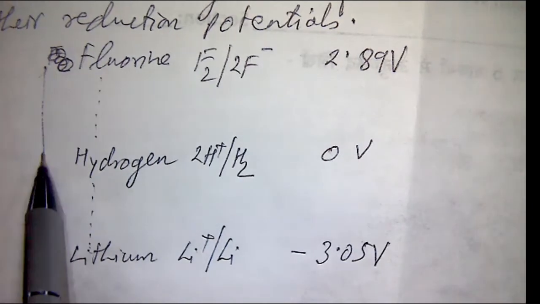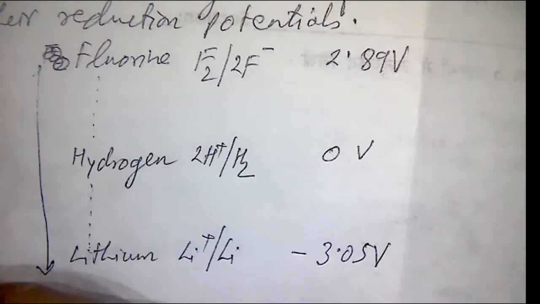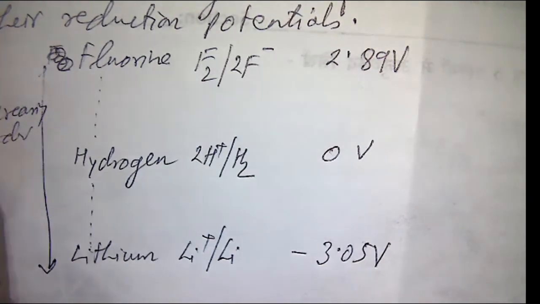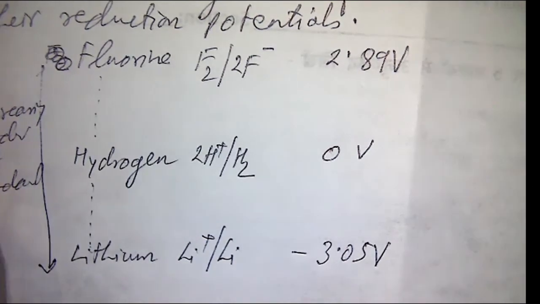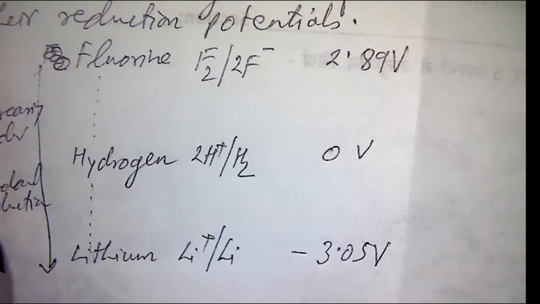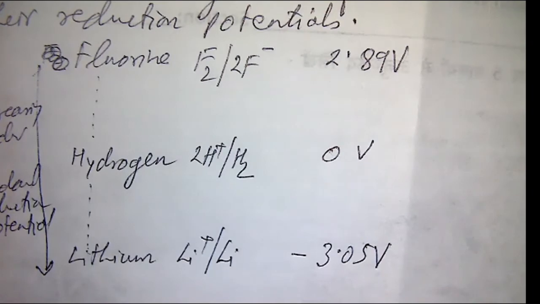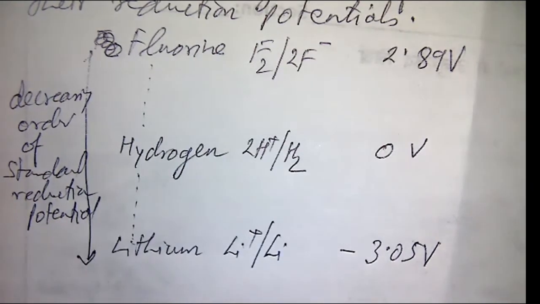As you are going downwards, you can see it is decreasing. So as I go downwards, what I can say, this is the decreasing order of standard reduction potential. Yeah. So this is a decreasing order of standard reduction potential.